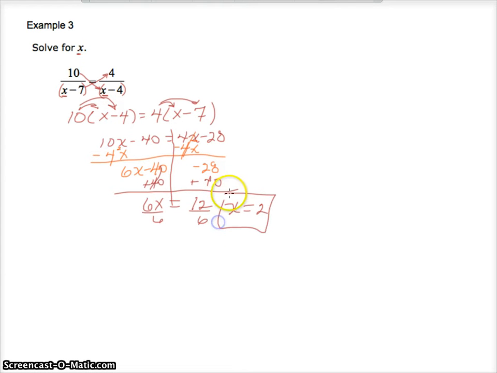All right, that's how we solve proportions when we get binomial numerators and denominators like we have here. We need to make sure we apply the distributive property on multiplication. All right, go ahead and fill out all the examples that we did not do. Good luck.